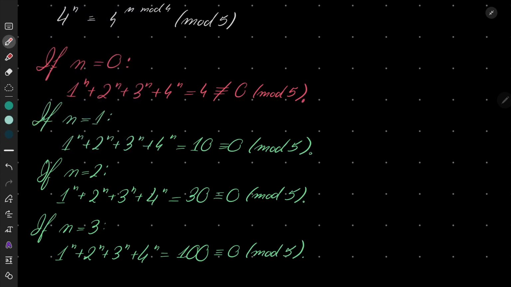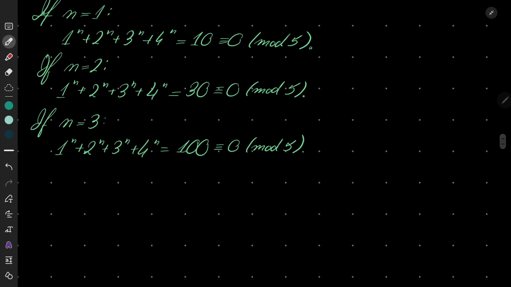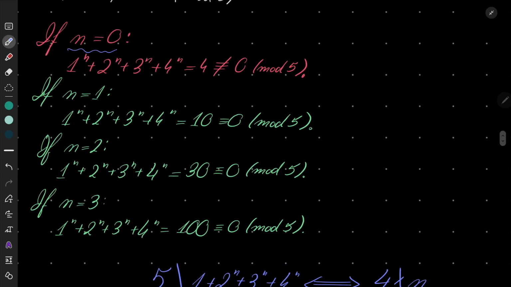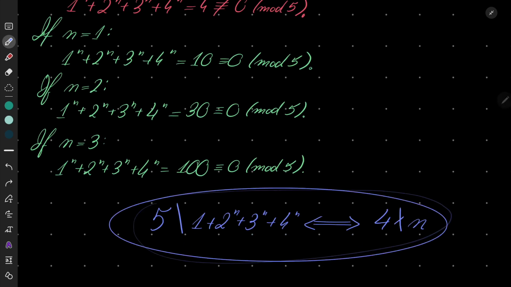And that means that we have our answer, namely, our answer goes like that: 5 divides 1 plus 2 to the power of n plus 3 to the power of n plus 4 to the power of n if and only if 4 does not divide n. Why is that? Because only in the congruence to 0 modulo 4 we had lack of congruence modulo 5. In every other case, the congruence was true. And that is our answer.